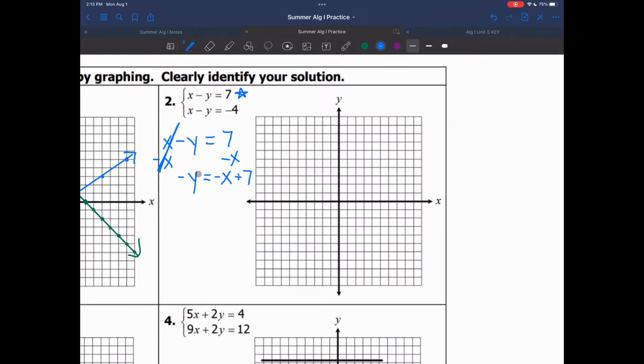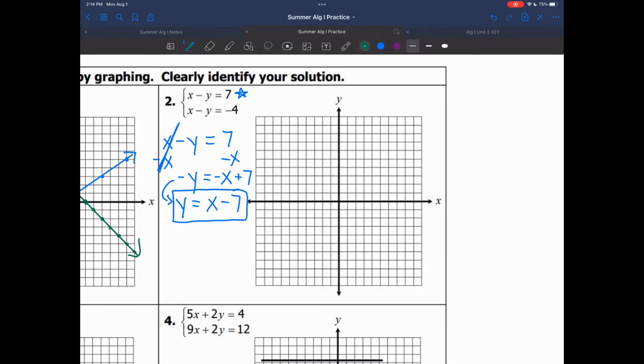And then we got one more step. We've got to get rid of the negative with the y, which we've talked about. You can do that by just making it positive, but if you do that, you have to change the sign on everything else on the other side. So this will become a positive, and this will become a minus 7. So y equals x minus 7. That would be our line for the first one up here in slope-intercept form.